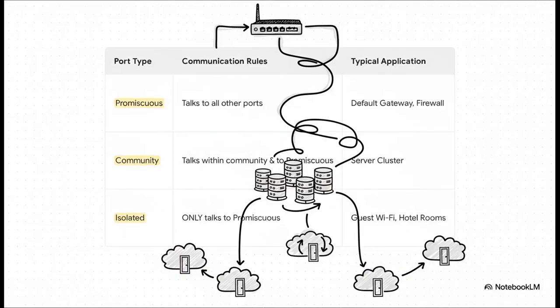The magic of a private VLAN comes from these different port types. You've got your promiscuous port. That's the one your router plugs into. It can talk to everyone. Then you have isolated ports. These are your hotel rooms. They can only talk to the promiscuous port and nothing else. And finally, you have community ports, which can talk to each other and the promiscuous port. It gives you this incredibly granular control, all without having to burn through your IP addresses.